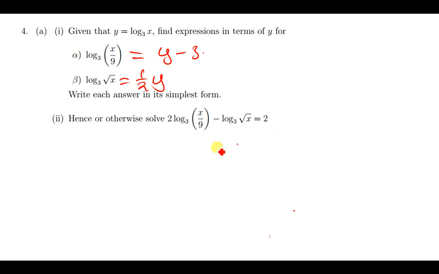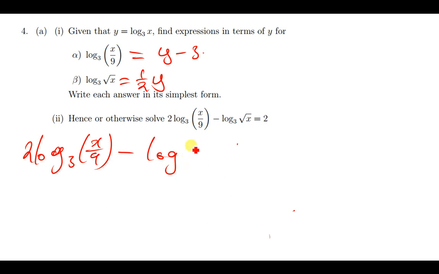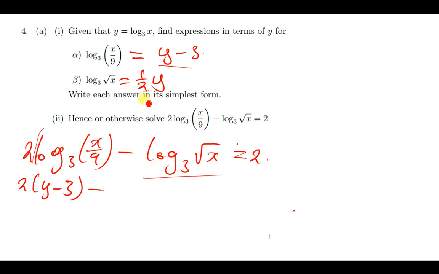So the second part of the question is this one. Hence, or otherwise, solve 2 log x over 9 base 3 minus log root x base 3. They are saying that hence or otherwise solve this is equal to 2. So where there is this part, we can replace with y minus 3. So we say 2, then y minus 3, then minus, then where there is this expression, we can put half y, and then this is equal to 2.